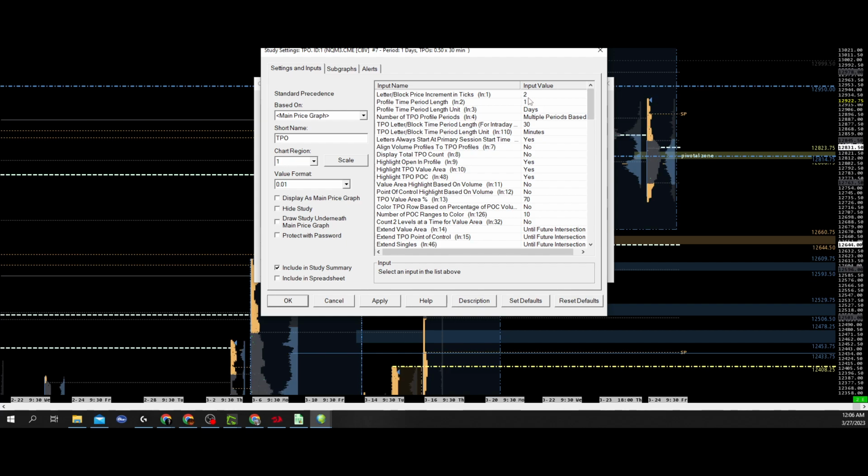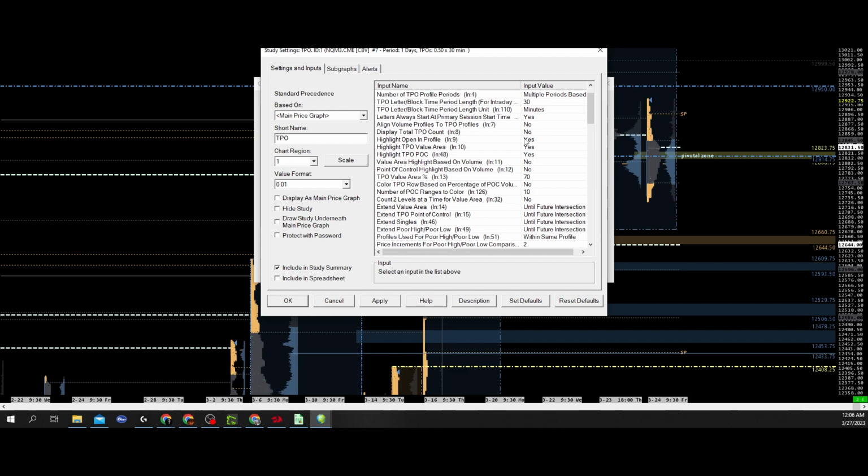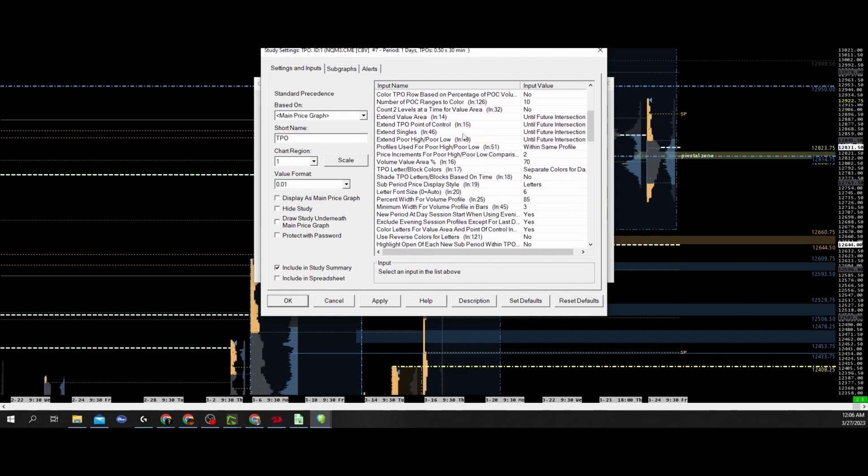Increment and ticks is important for poor highs. If I don't get a couple ticks of excess, a dollar or so of excess, it is going to draw a poor high line, and I will use those usually as just targets or goals, nothing special. But I just pulled these settings up here so you can take a look at them.